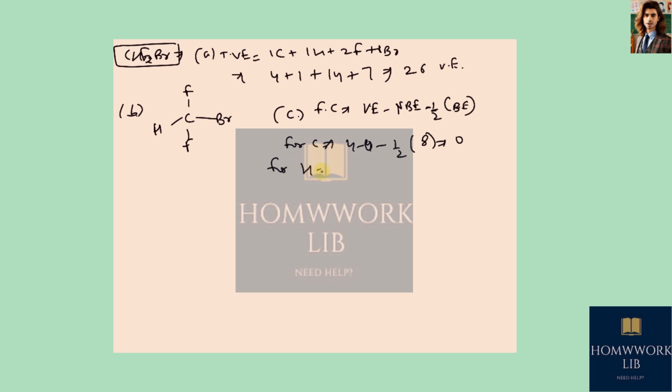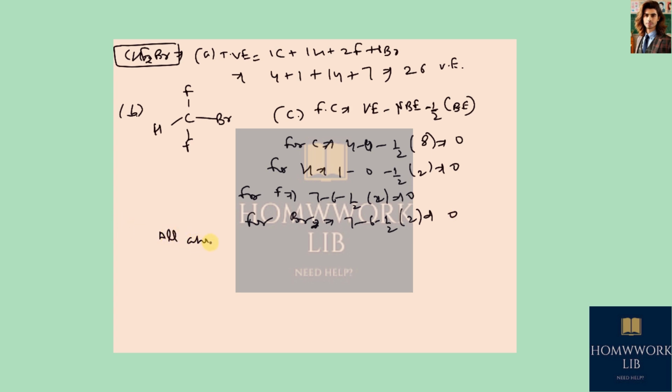For hydrogen, 1 minus 0 non-bonding electrons and minus half of 2, it is also 0. For fluorine, 7 minus 6 minus half of 2, that is 0. And for bromine, 7 minus 6 minus half of 2 is also equal to 0. So basically all atoms have 0 formal charge.